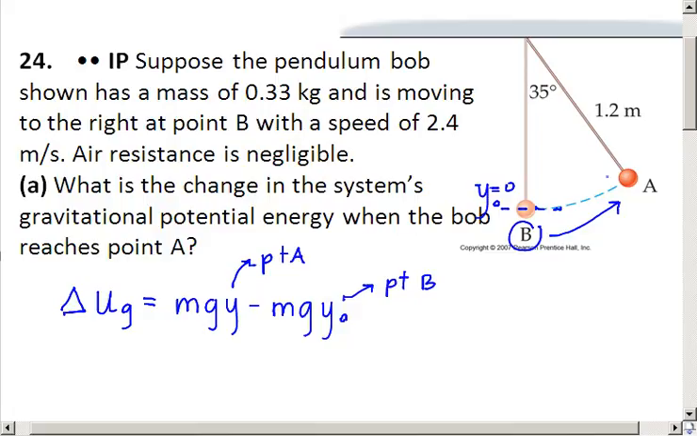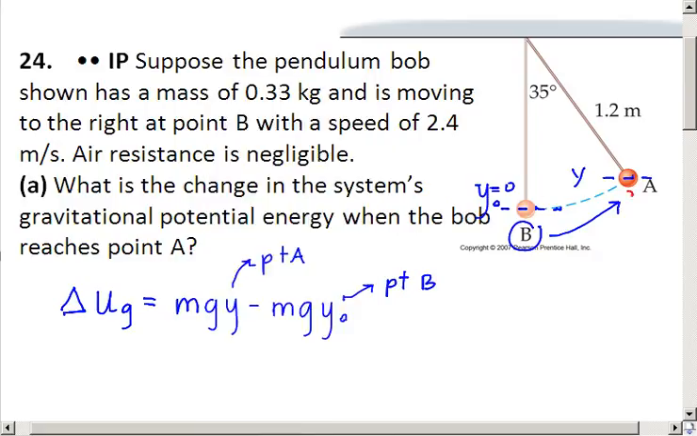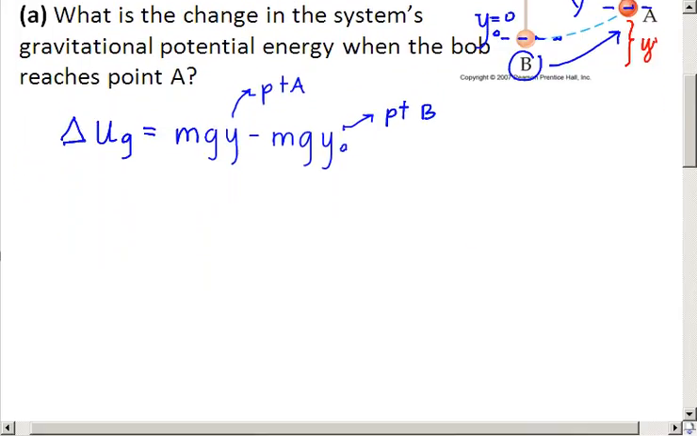Okay, so then what about at A? What's that? It's going to be some Y. Okay, now we need to figure out that Y. It is the height that's like here. I need to figure out that height. So I'm going to redraw my picture, sort of.